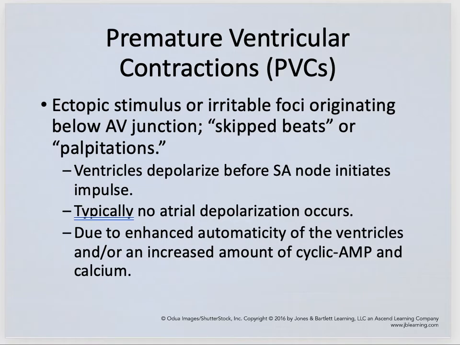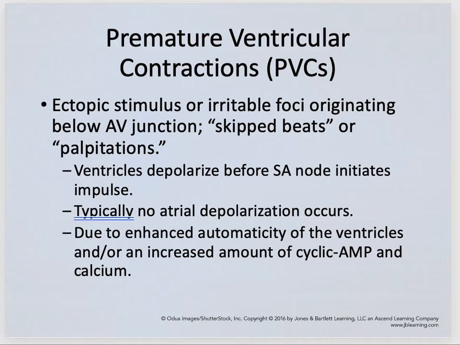Some of the terminology I'm sure you've already heard, you might not be able to identify them yet. So when you take a look at a PVC, it's an ectopic stimulus or a foci. A foci is a little cell, an irritable foci, originating somewhere below the AV, right? So we have the SA node up high in the atrium, then the AV node, and then somewhere below that AV junction, you can have a cell and a foci that becomes irritated, and we call that an ectopic stimuli. And it can cause a skip beat, it can cause what we call palpitations. So the ventricle depolarizes before the SA node does, and that's what we call retrograde, kind of backwards contraction. Typically, you're not going to see any atrial depolarization occurring because the foci is down below the AV, so it's down in the ventricle, that's igniting those cells to become excited and cause a contraction.